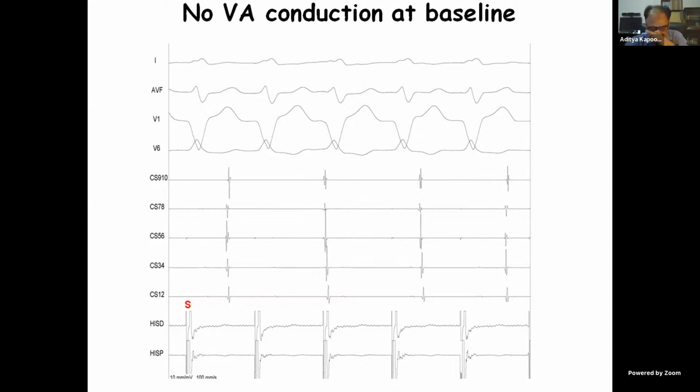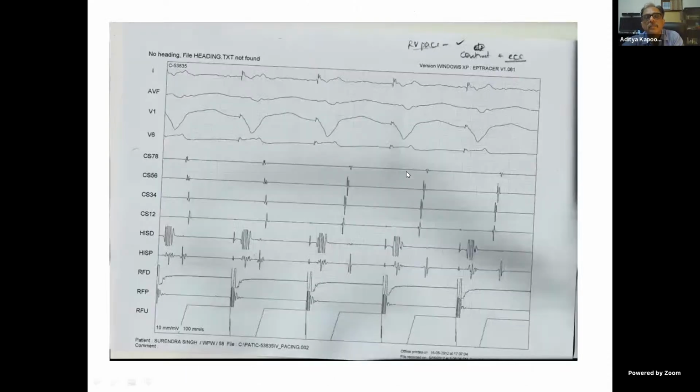But the point is, whenever you are pacing the RV, first of all, you should see whether all the V's are getting conducted to the A. अगर नहीं है, तो probably it's VA dissociation. If they are getting conducted, nodal है या extra nodal है, decremental है या non decremental है. Okay. So we'll go ahead. So all the V's are not getting conducted to A, probably VA dissociation.